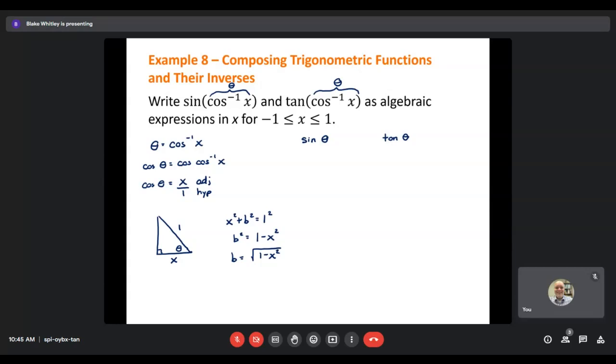And you might be tempted to try to simplify this. Just remember, with square roots, if there's addition or subtraction inside, we're not allowed to split that up. So square root of 1 minus x squared is as simple as that's going to get. So that's going to be our side over here, square root of 1 minus x squared.